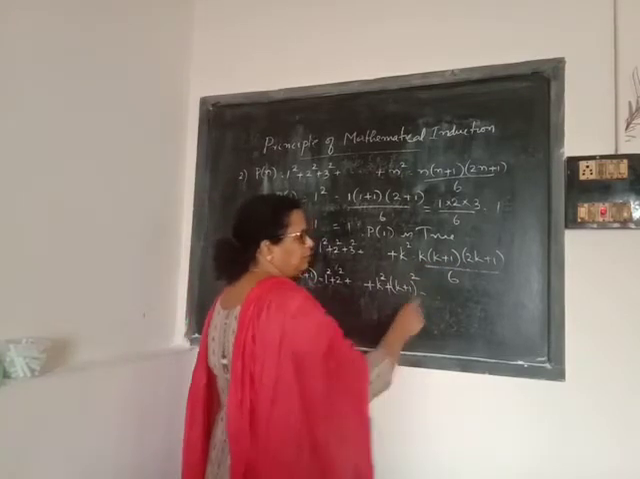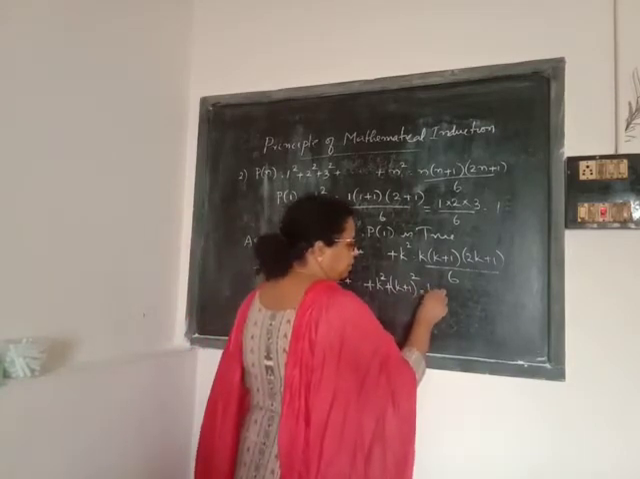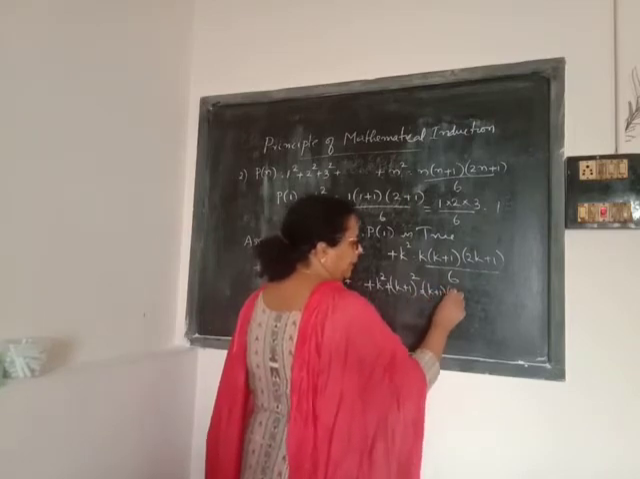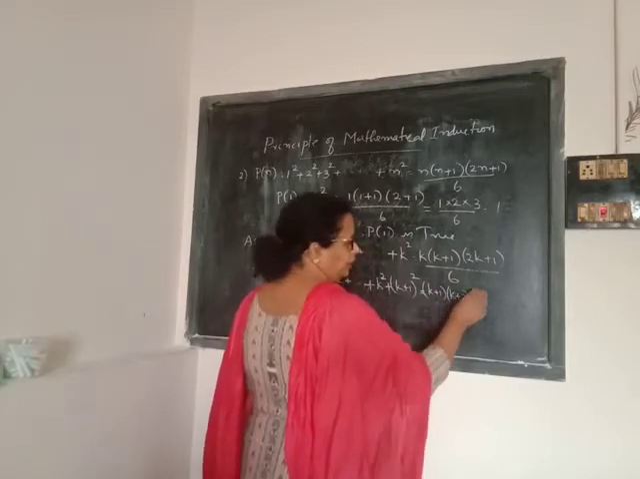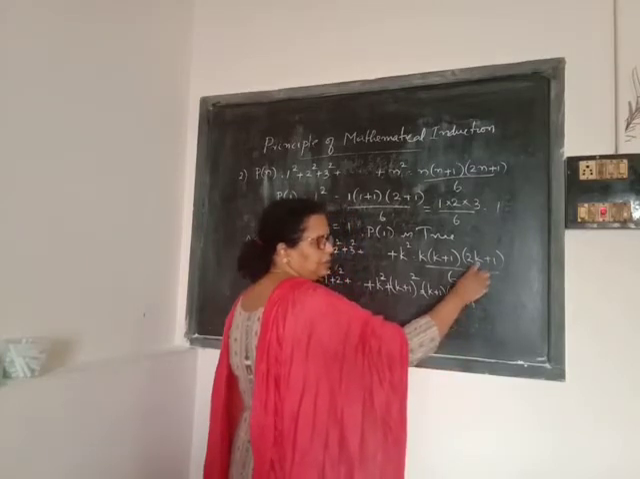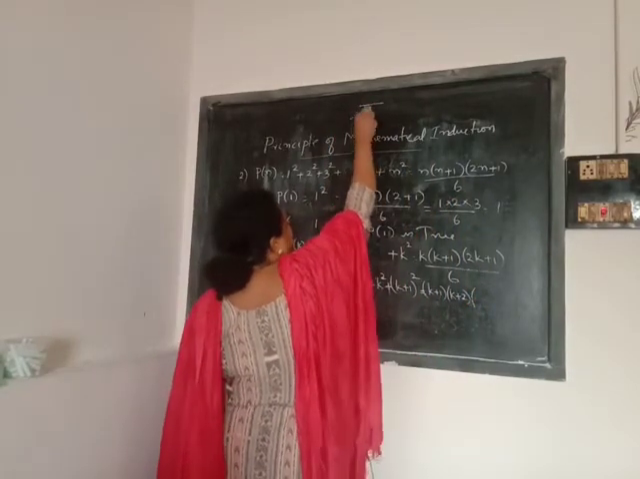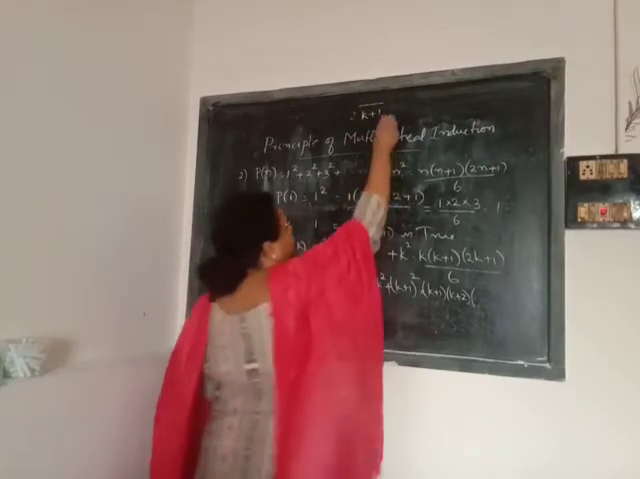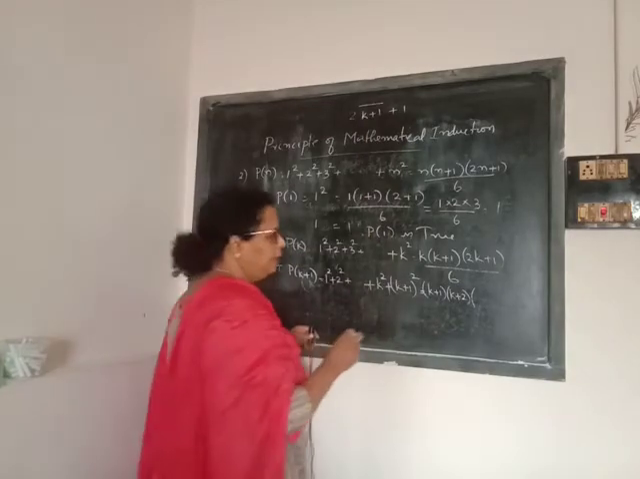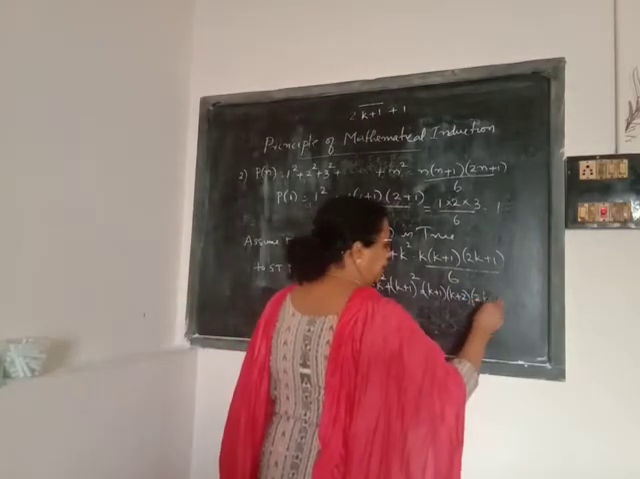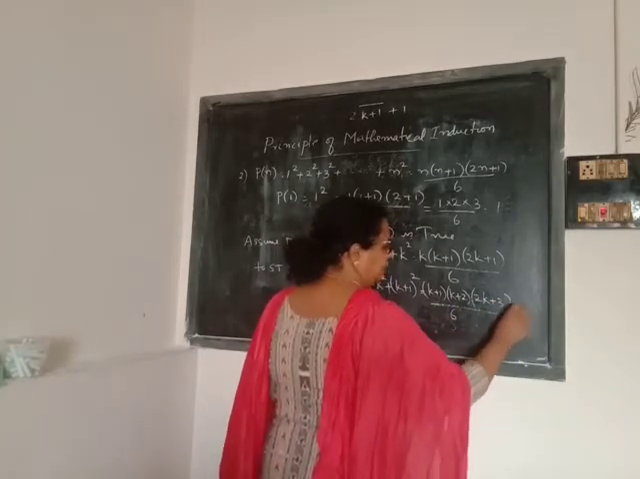It is equal to, here also k is to be replaced by k plus 1. What will you get? K plus 1 into k plus 1 plus 1, so it is k plus 2 into, here for this k we have to substitute k plus 1. So what will it become? 2 into k plus 1 plus 1. So 2k plus 2 plus 1, or it is 2k plus 3, divided by 6 is true. This we have to show.